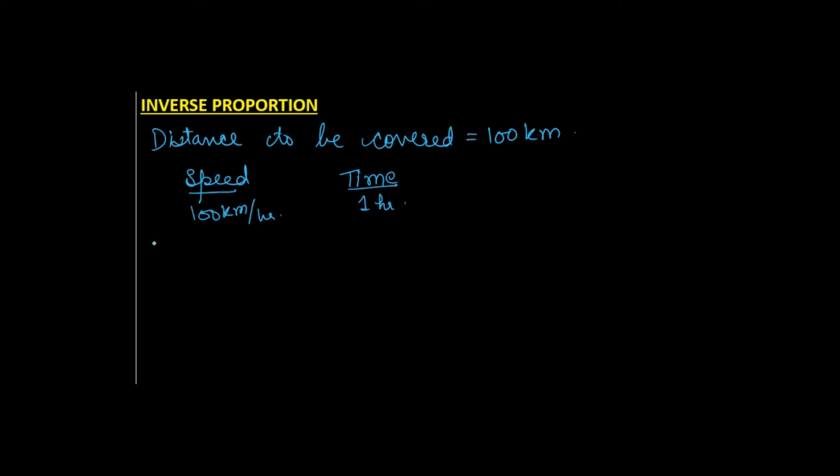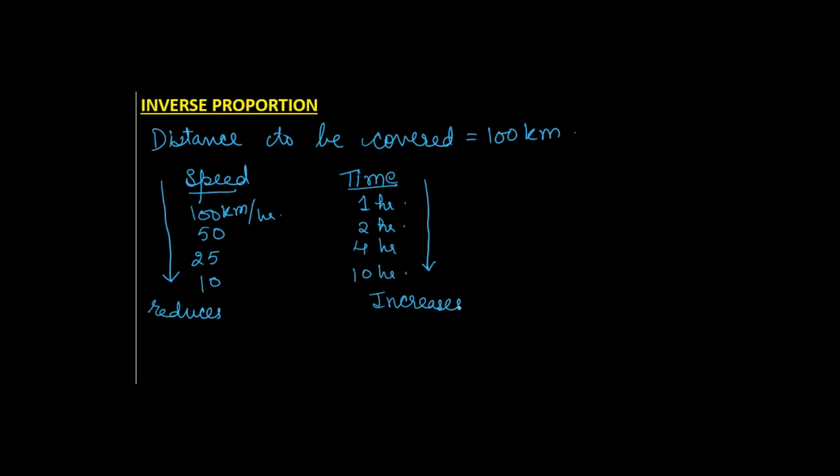hour. When the speed reduces to 50 kilometers per hour, the time taken increases to 2 hours. When the speed reduces to 25 kilometers per hour, the time taken to cover a distance of 100 kilometers is 4 hours. And when the speed reduces to say 10 kilometers per hour, the time taken increases to 10 hours. So what do we see? That when the speed is reducing, the time taken is increasing. When the speed reduces, the time taken to cover a distance increases. And such kind of proportion is called an inverse proportion.